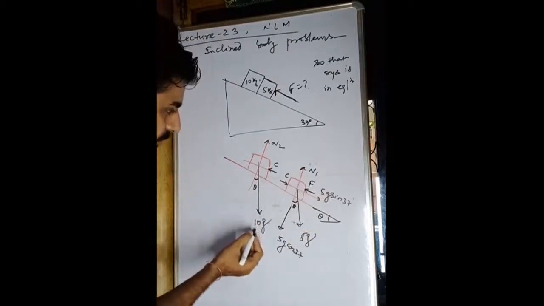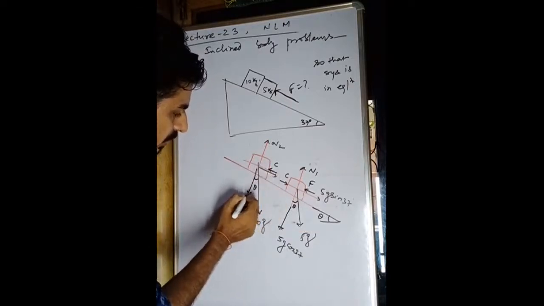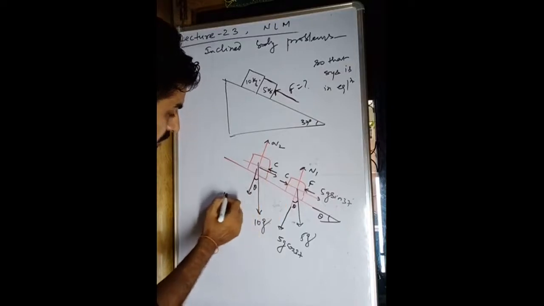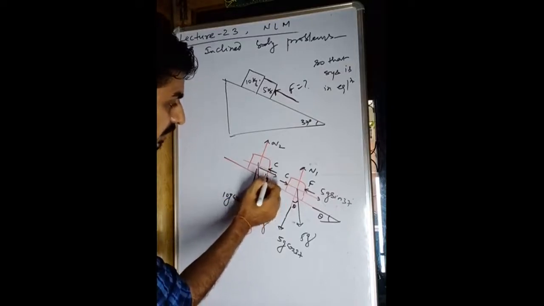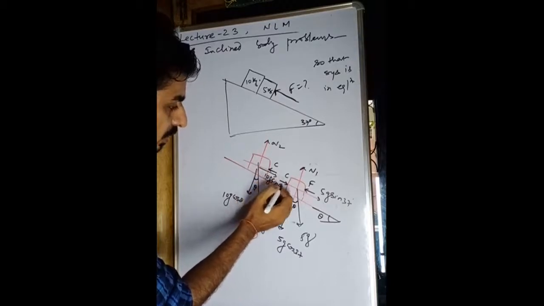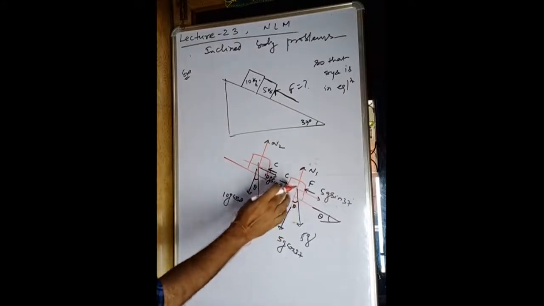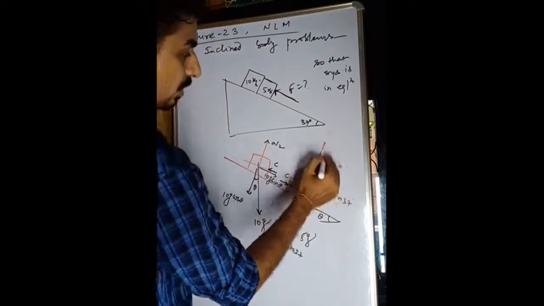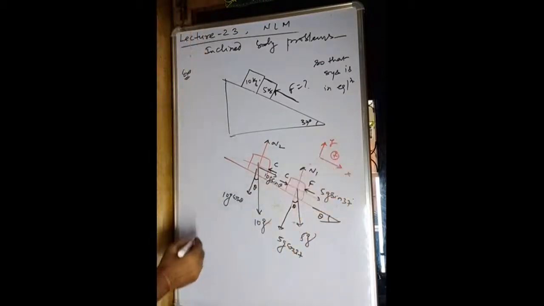Now this will have two components, one along this one and another along this one. This is 10g cos theta and this is 10g sine theta. Now you have to write the equation. Look carefully. I am writing the equations for this body. How many forces? Now let the axes y and x be along this one.